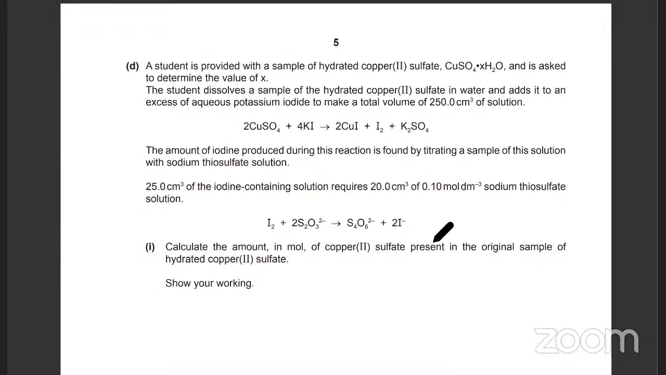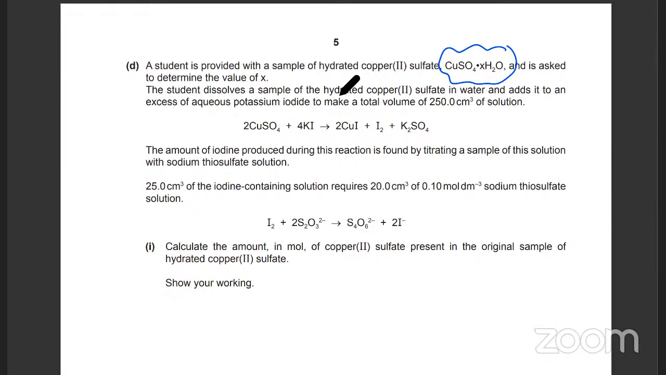As the next one, you've got a moles question. A student is provided with a sample of hydrated copper(II) sulfate, and is asked to determine the value of X. The student dissolves a sample of the hydrated copper(II) sulfate in water and adds it to an excess of potassium iodide to make a total volume of 250 cm3.